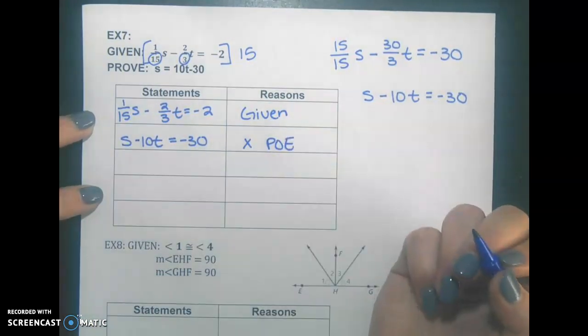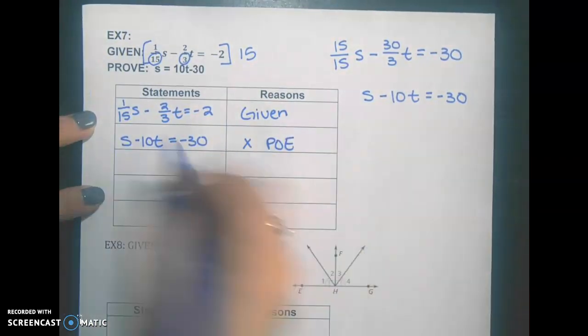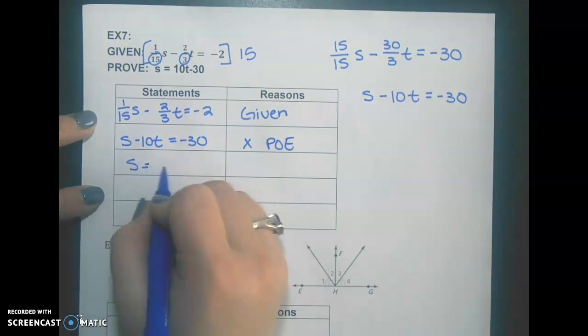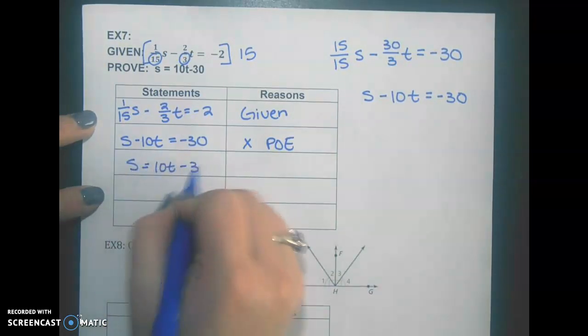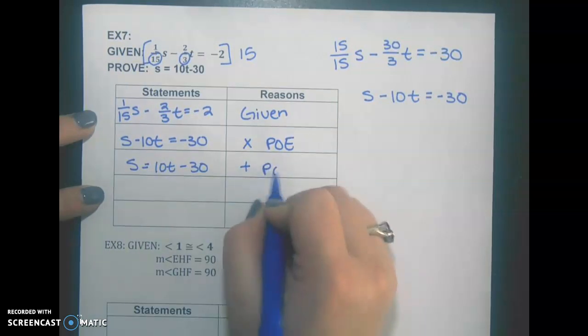And again, I'm solving for s, so I just need to move that t over, and I'll get that s is equal to 10t minus 30 because of the addition property of equality.